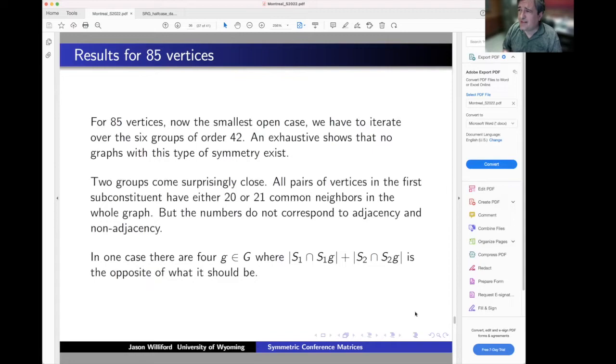2 groups came really close, though. I didn't think you could come this close and not actually get there. The intersection sizes between S1 and S2, when you do the little counts, you can make a graph, and the lambdas and mu's are the common neighbor counts in the first subconstituent, but they're not aligned properly. Sometimes two adjacent vertices have mu common neighbors, right? So the numbers are kind of scrambled. In one case, there were only I think 4 neighbors that were off, but that's for each vertex in the first subconstituent. But that's as close as you can get.